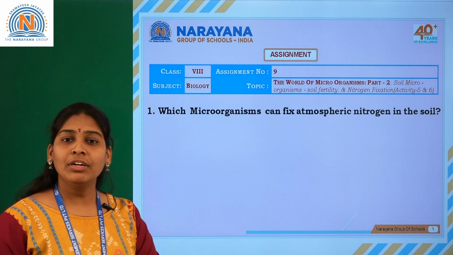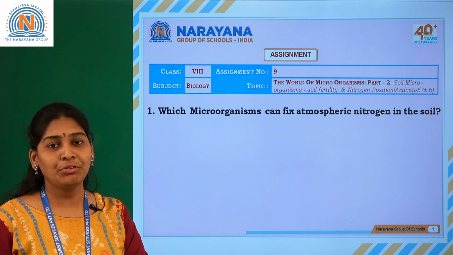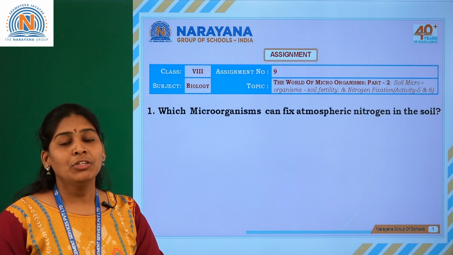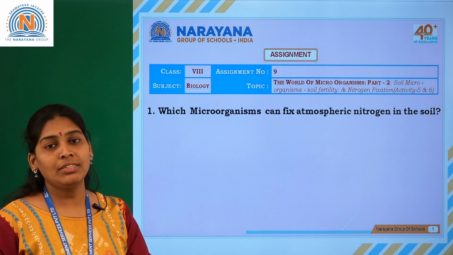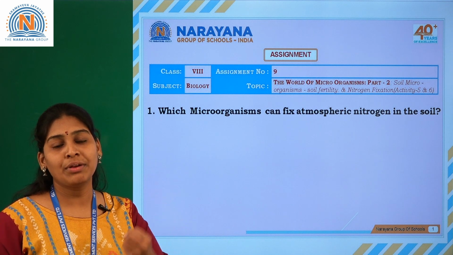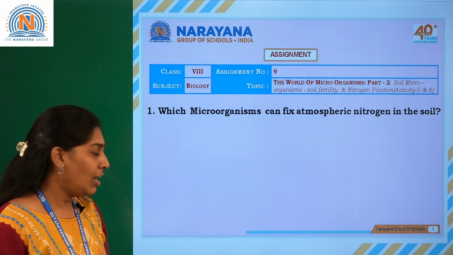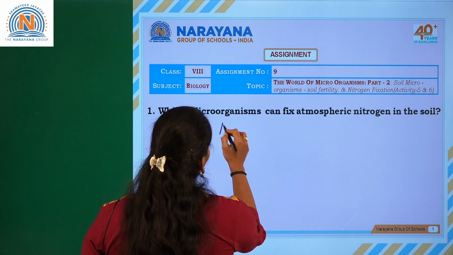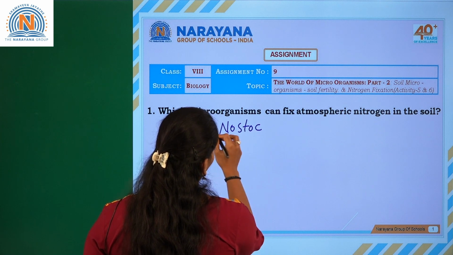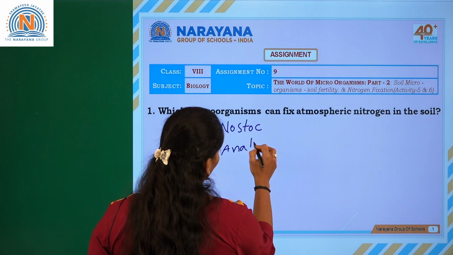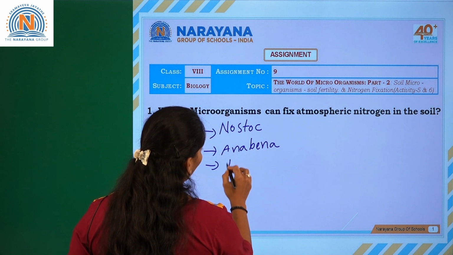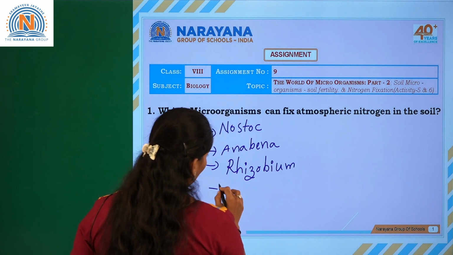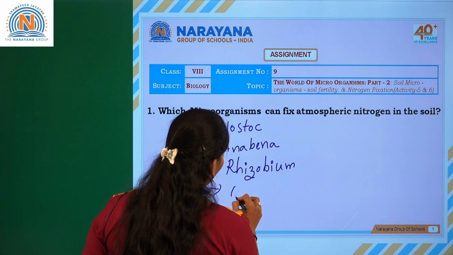There are some microorganisms that are very useful for fixing nitrogen. Free nitrogen cannot be utilized by plants, so these microorganisms are very helpful for absorbing that nitrogen and fixing it into the plant. Let us write examples of this. The first one is nostoc, anabaena, rhizobium, azotobacter.